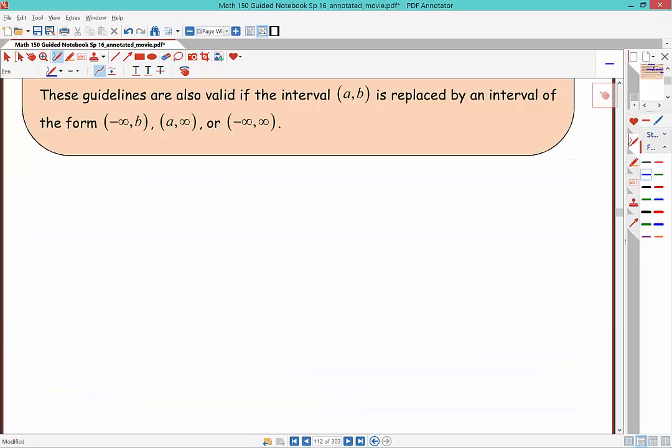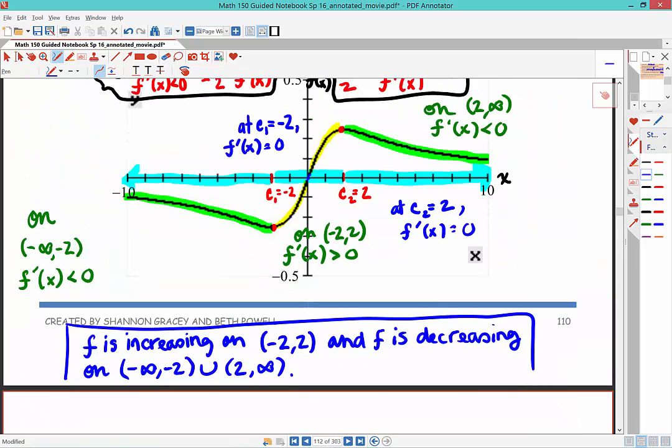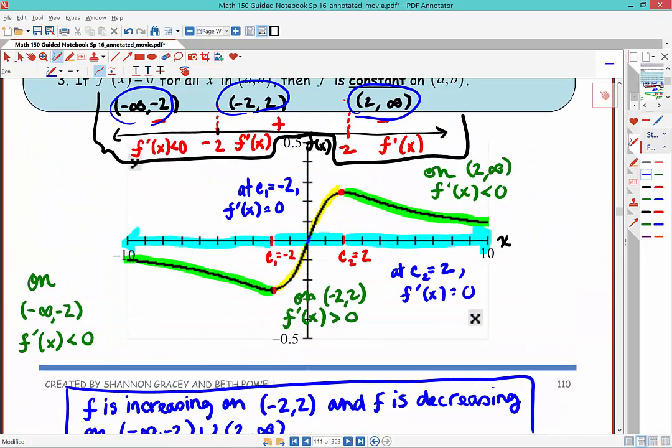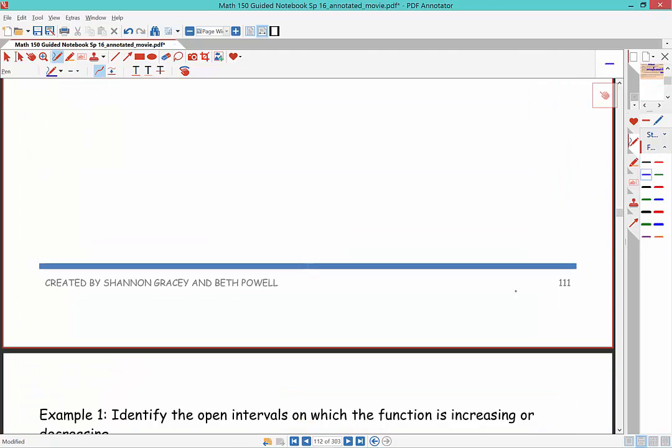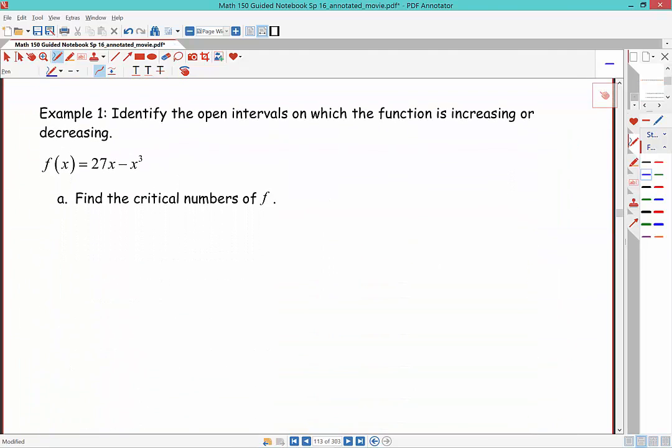And really, I did the illustration, the figure here. Okay, so there you go. Identify the open intervals on which the function is increasing or decreasing. So here we go. What do we do first? Find the critical numbers. How do we find critical numbers? Well, first off, we can find the derivative and then set it equal to 0.